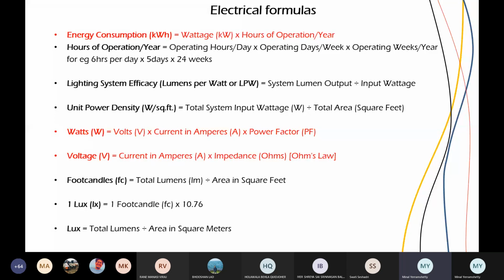Hours of operation per year is equal to operating hours. Suppose college is running from 8 to 3, the normal times. That's about 7 hours per day, into operating days. हम कितने दिन चालू रहते हैं? 6 days. So let's take the case of KRVI. We run 8, 9, 10, 11, 12, 1, 2, 3. Yes. So we run 7 hours into 6 days.